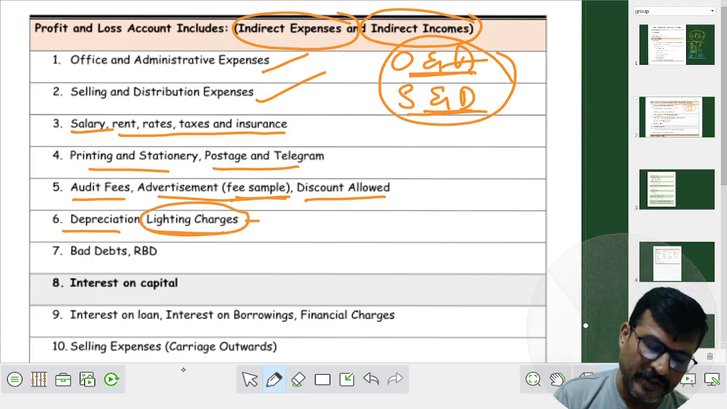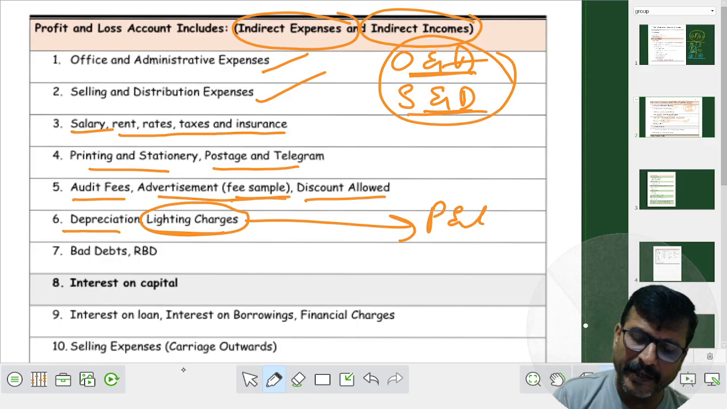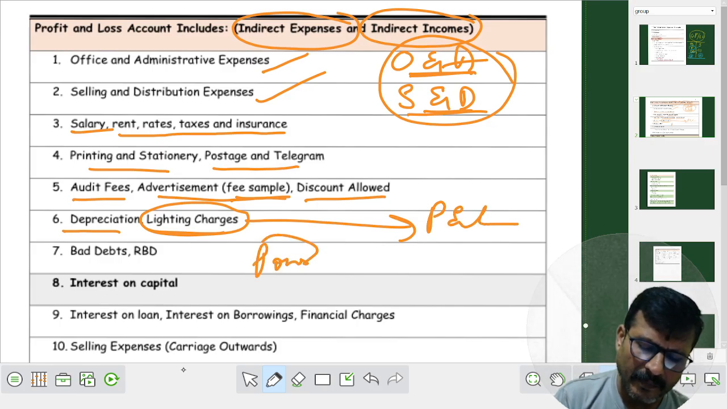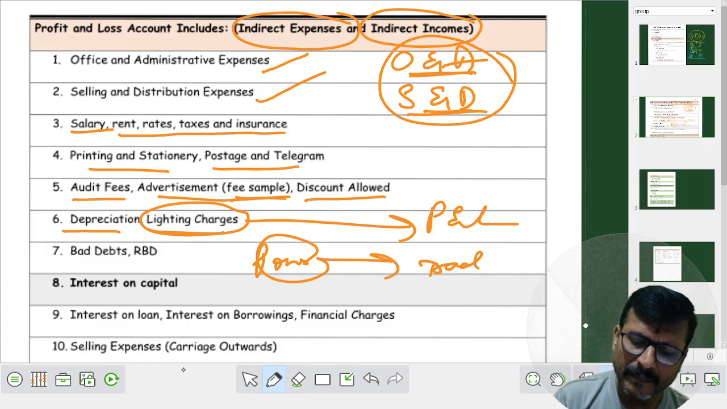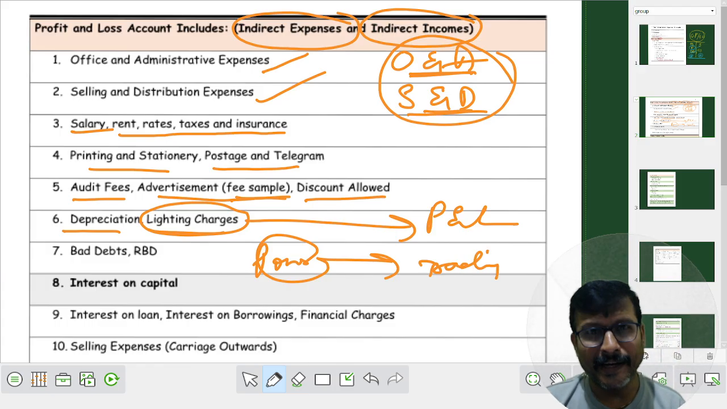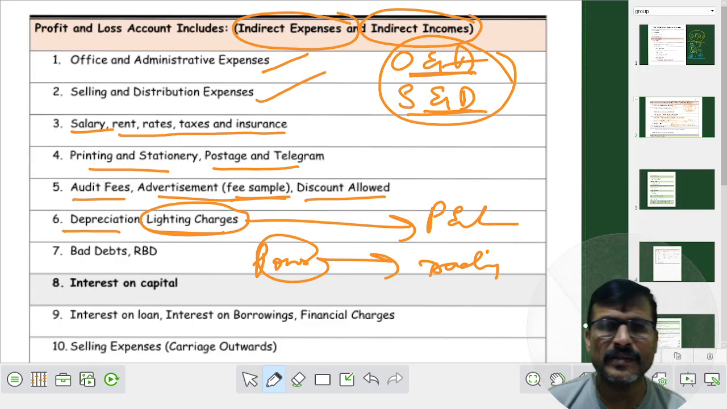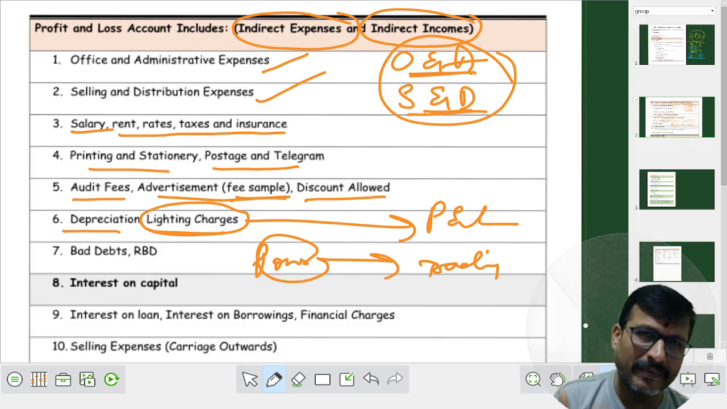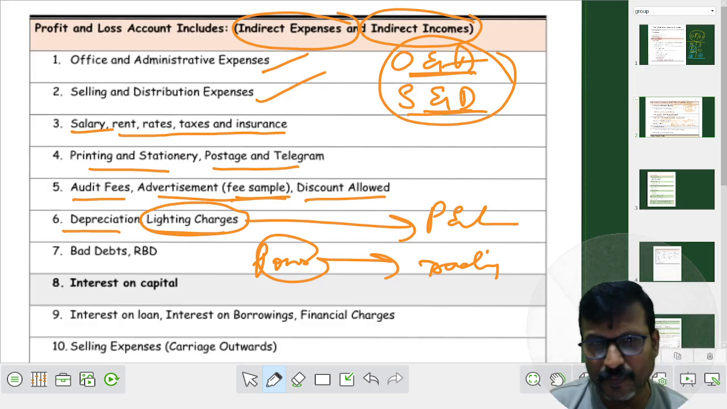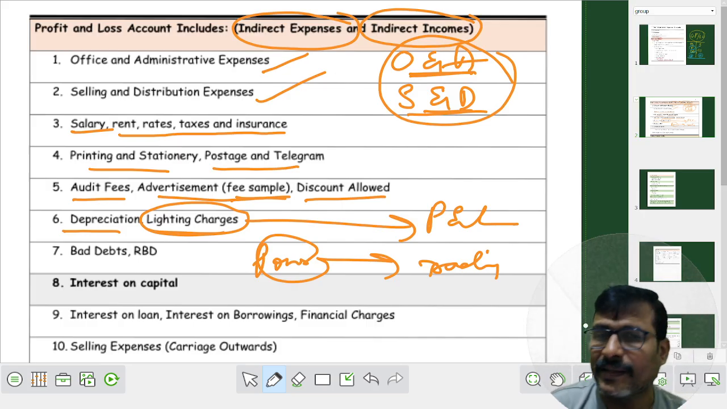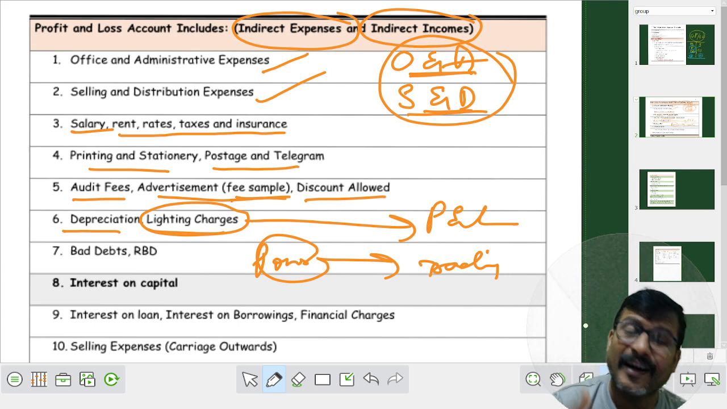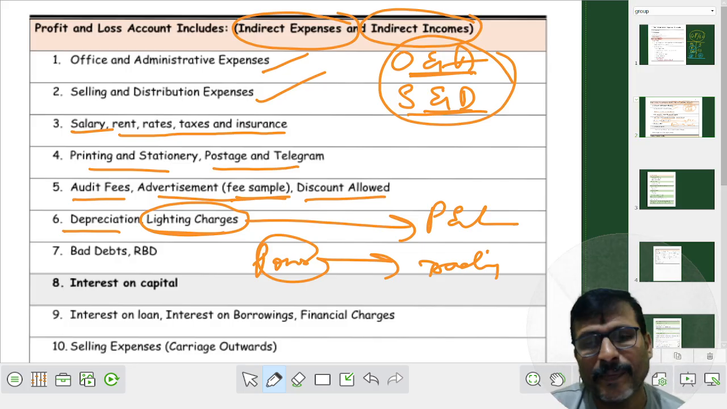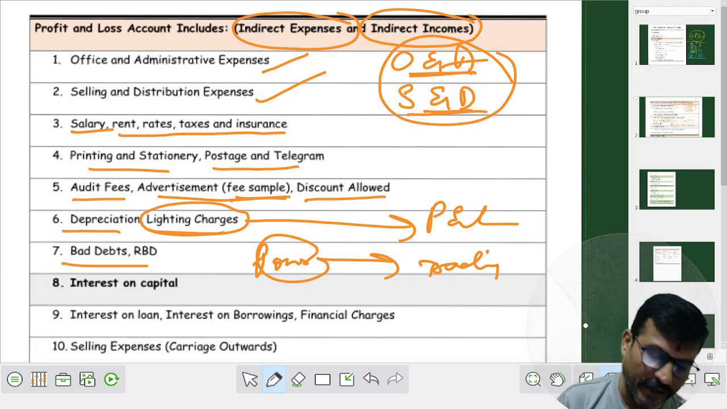Please remember, my dear student, lighting comes in P&L, power comes in trading. Why? Lighting is just for general purpose. Power is meant for operating the machines. In power, the circulation of energy is more, but in case of lighting, the circulation of electricity is less, which is meant for our official purpose, but power is meant for our factory purpose. Remember, bad debts and ODD.